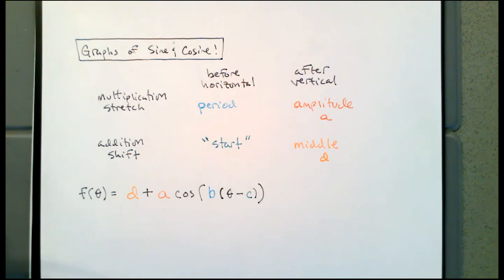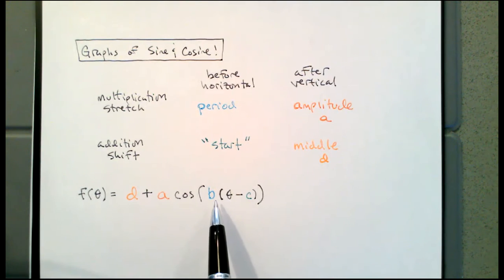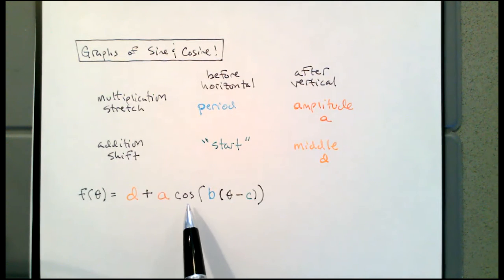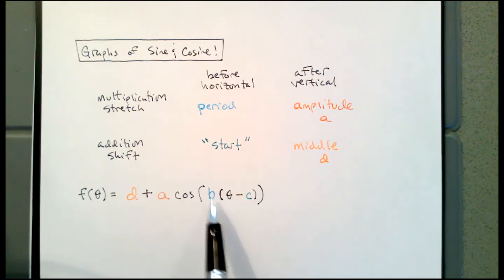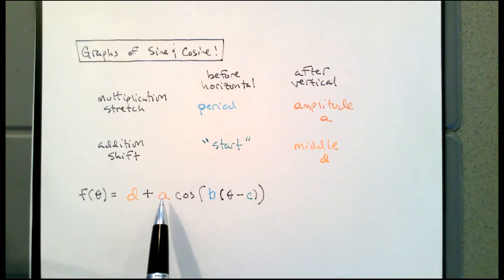So the order of operations of things that happen to theta. First, we subtract C. We multiply the result by B. So those operations are before the cosine. Then we find the cosine of the result. Then we take the result and multiply by A. And then finally, we add D. And we can do this for the cosine or the sine.